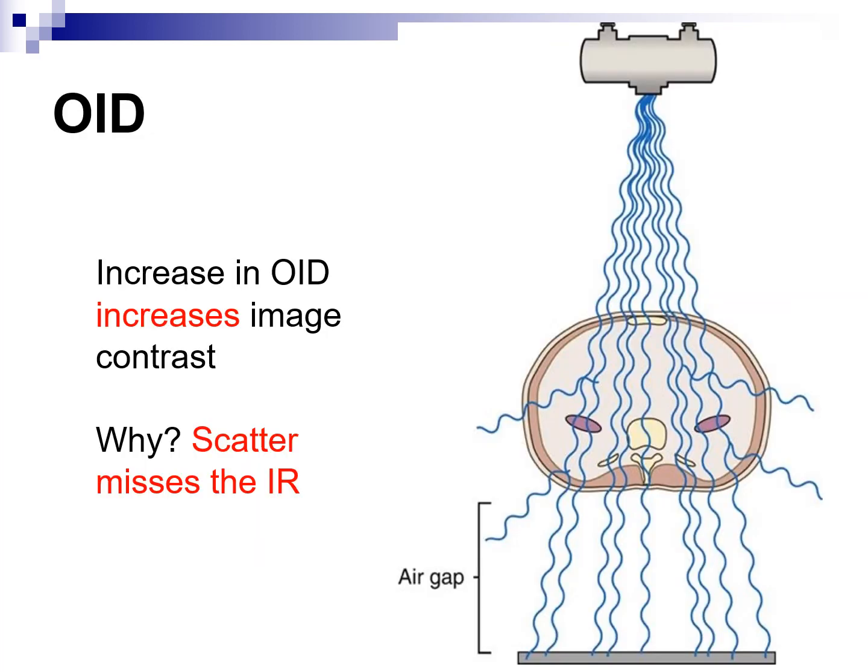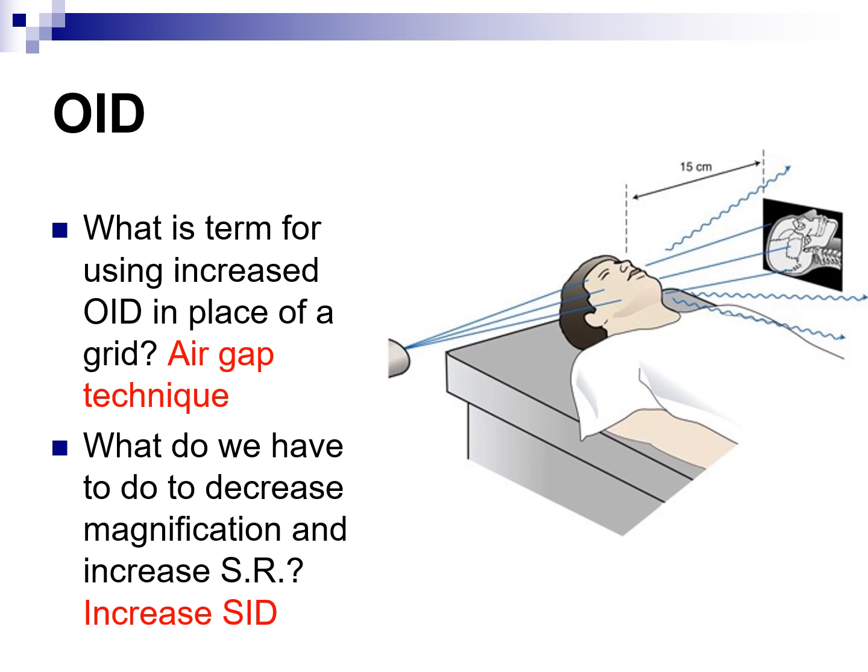An increase in OID increases image contrast. The reason why is because scatter misses the image receptor. What is the term for using increased OID in place of a grid? It's called the air gap technique. So there's a built-in air gap between the shoulder and the neck, and so for lateral C-spine, we use the air gap technique. In order to decrease magnification and increase receptor exposure, we increase the SID.